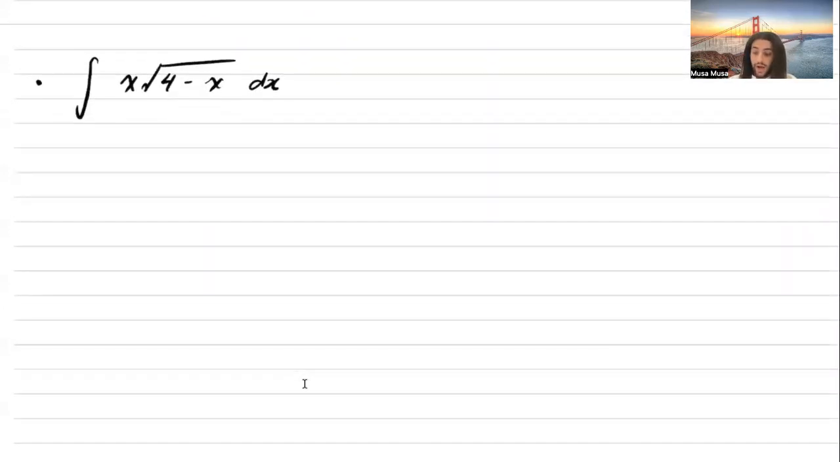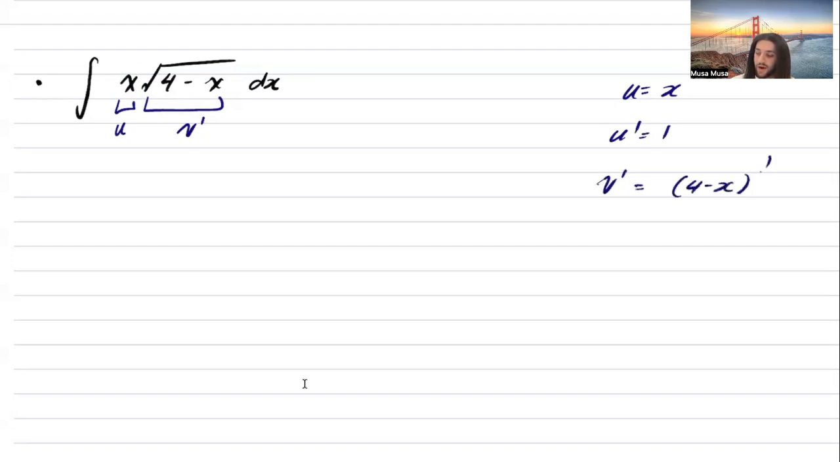So for this, I let u equal to this, and I let v dash equal to that, okay? Because I want to differentiate out this polynomial. So u equals x, which means u dash equals 1. v dash equals 4 minus x to the power of a half. That means v equals, add 1 to the power becomes 3 over 2, divided by the new power, so 2 over 3, as well as the derivative of the inside, and then 4 minus x to the power of 3 over 2. This is again uv minus integral of v u dash dx.